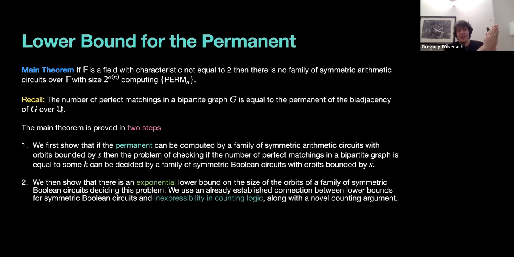And then once you have that available, you can prove an exponential lower bound in the symmetric Boolean case using techniques from finite model theory. In particular, you use results establishing an inexpressibility of this problem in counting logic to establish this result.